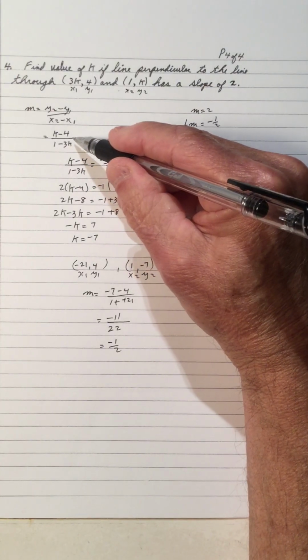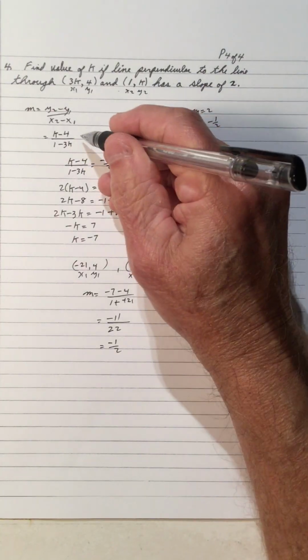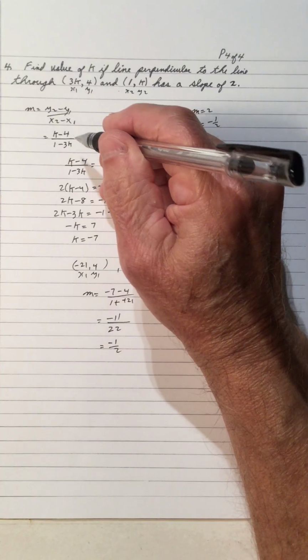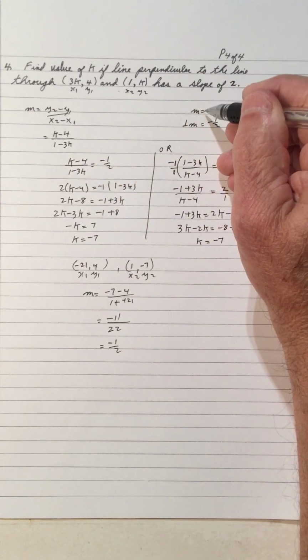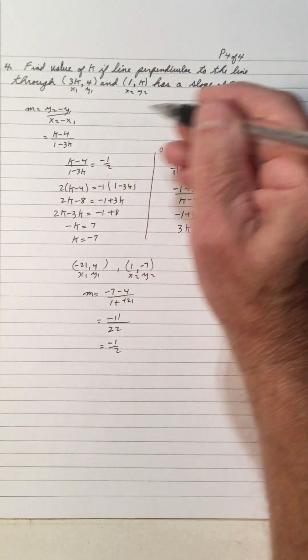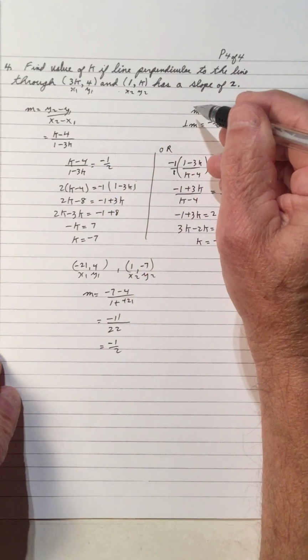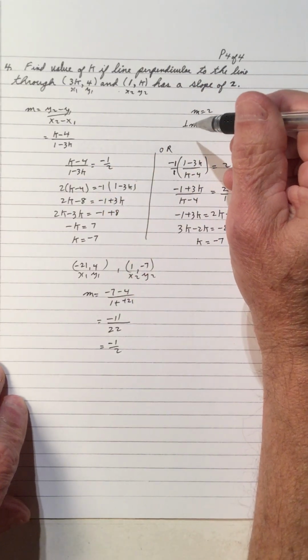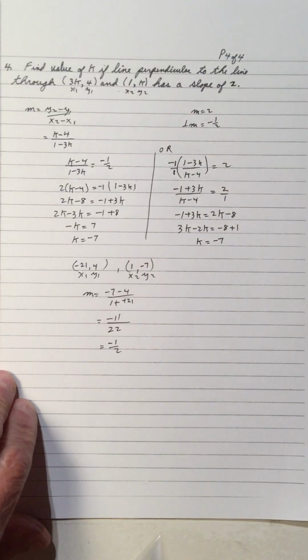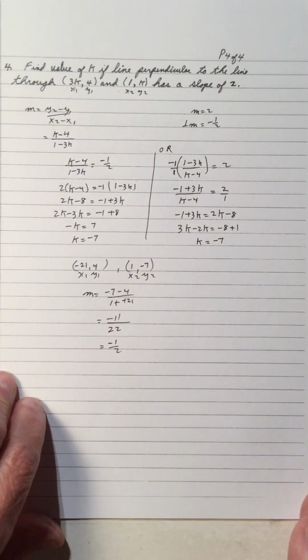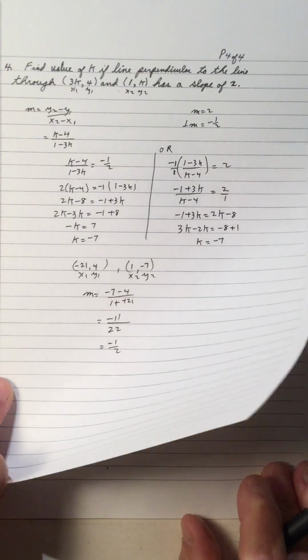So the slope of this line, when k is negative 7, is negative 1/2. This is negative 1/2, this is 2. They're negative reciprocals of each other. So these two lines have negative reciprocal slopes, and the value is negative 7 for k.